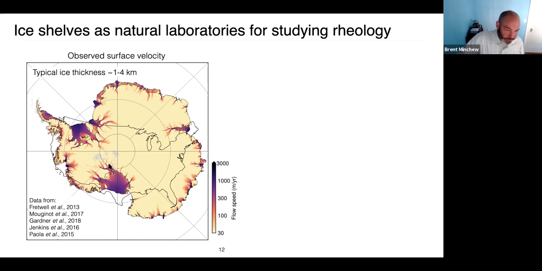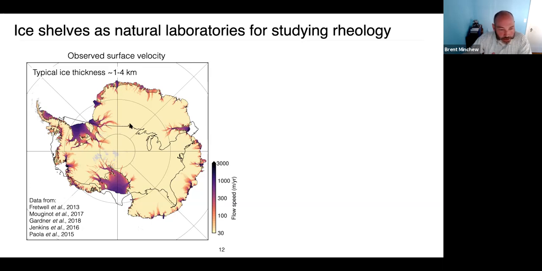So, a quick overview for those of you who are not already super familiar with ice sheets, and particularly Antarctica. So here we have Antarctica. What we're showing in the color map is observations of the surface velocities around Antarctica, noting up here in the bubble that typical ice thicknesses around Antarctica are about 1 to 4 kilometers or so. We're going to focus in this talk on the ice shelves that have typical ice thicknesses of several hundred meters. We have the continental United States here to give you a sense of scale.